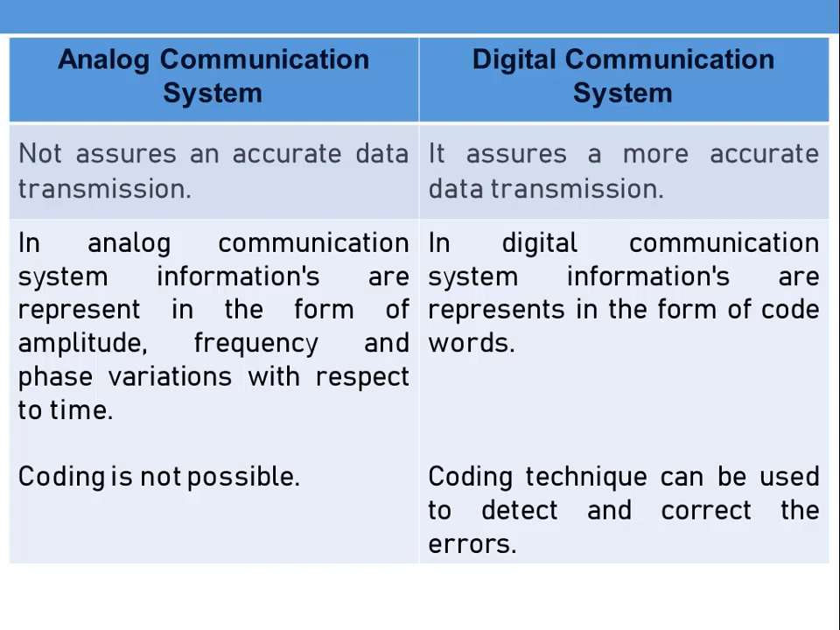In analog communication system, information is represented in the form of amplitude, frequency and phase variations with respect to time, but in digital communication system, information is represented in the form of code words. The last comparison is that in analog communication system, coding is not possible, but in digital communication system, we can use coding techniques so that at the receiver end, errors can be detected and corrected easily. These are the different comparisons between analog and digital communication systems.